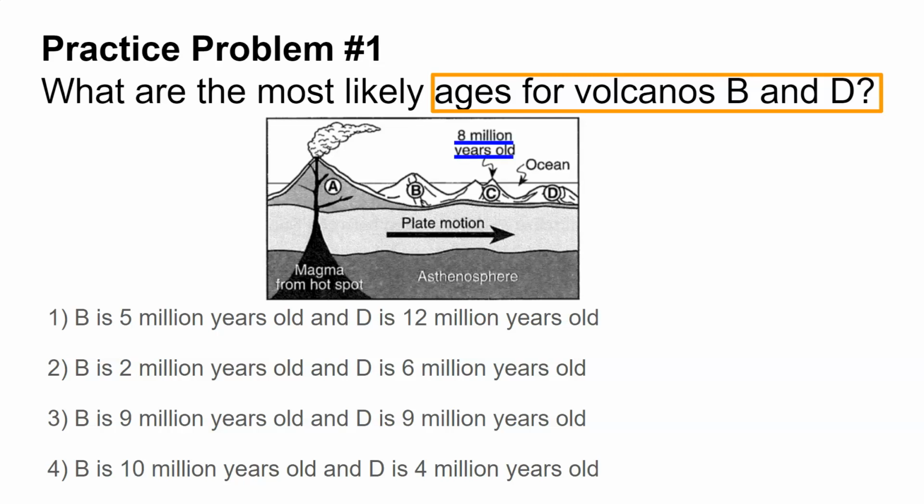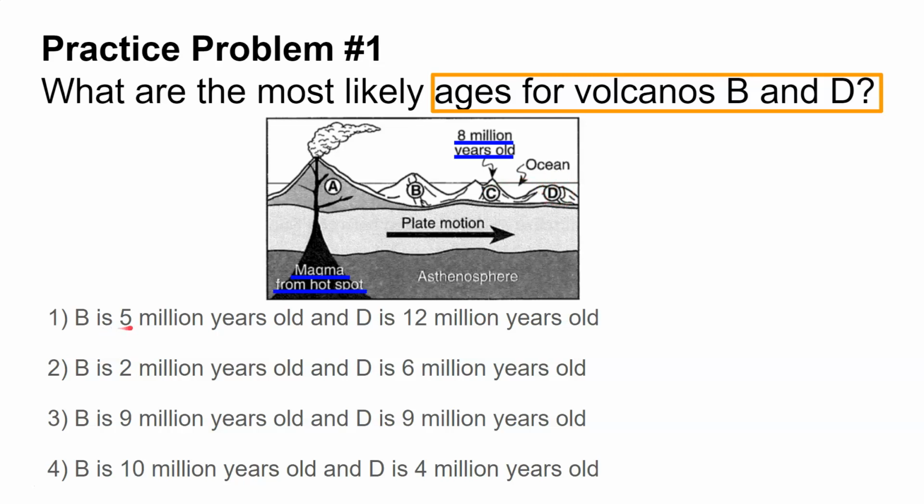We know that volcano C is 8 million years old. We know that volcano A is right above the hotspot, so we can infer that the age of this volcano is 0 million years old. It's brand spanking new. So if this is 0, C is 8, B must be between 0 million years old and 8 million years old. And D is further away from the hotspot than C, so D must be the oldest.